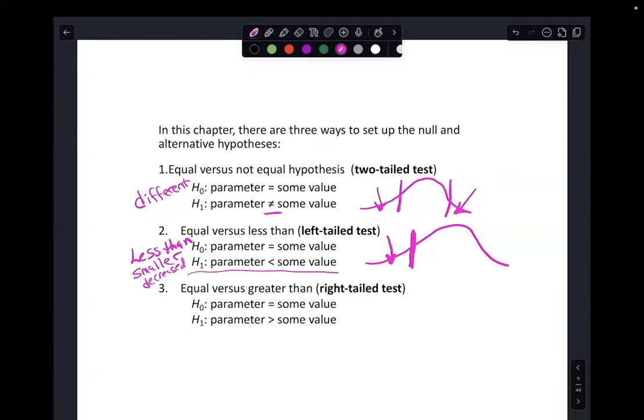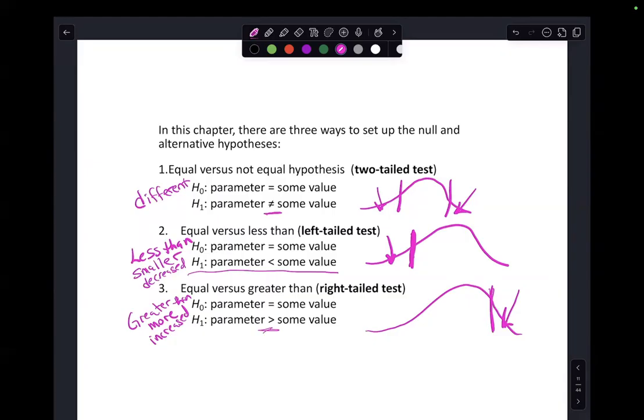Right-tailed test. This is greater than, more, increased, any of these kind of words. So again, I'll draw my pretty picture. We're only using the upper side of our confidence interval, and we're looking, does my sample land me up above? Does it land me in that right tail? And it's going to be greater than. So right-tailed test is greater than.